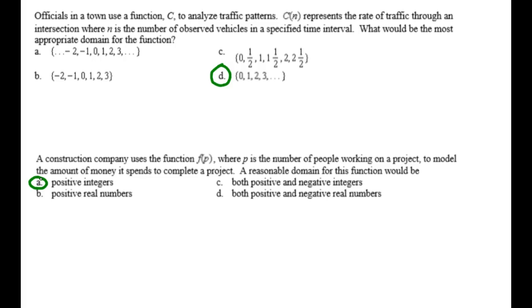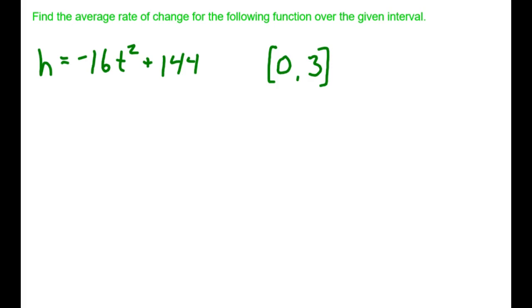The last part of this lesson is going to include finding the average rate of change for a function over an interval. In this case, we have h equals -16t squared plus 144 over the interval from 0 to 3. h represents the height of some object, and t represents the time after we've let it go. This equation represents an object in free fall.